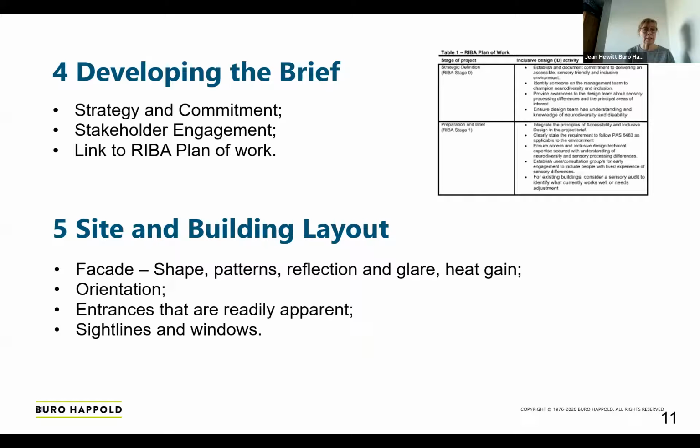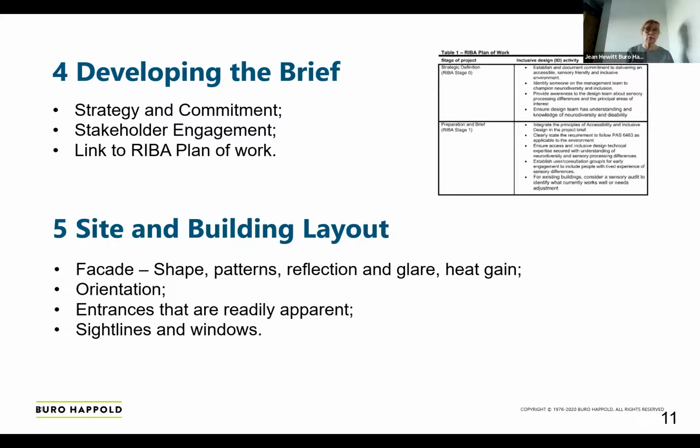So there's 16 sections in this document, and I'm just going to quickly run through those and give you a bit of a feel for what's in there. We sort of follow the sequence of a building as you would experience it on a day-to-day basis. So we start outside and then work our way inwards. We start off, of course, with the headlines of strategy and commitment and the importance of stakeholder engagement. You need to talk to your users, otherwise you don't know what the issues are. And we've linked it to the RIBA plan of work, because most built environment professionals are very familiar with that.